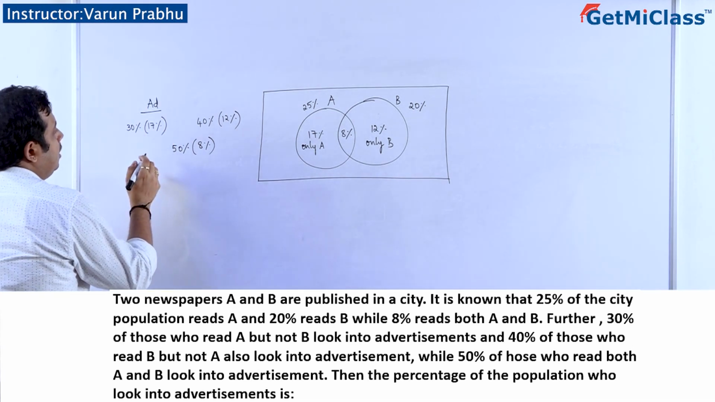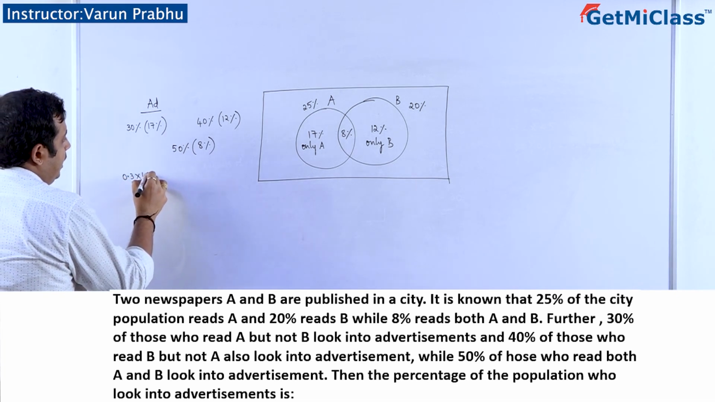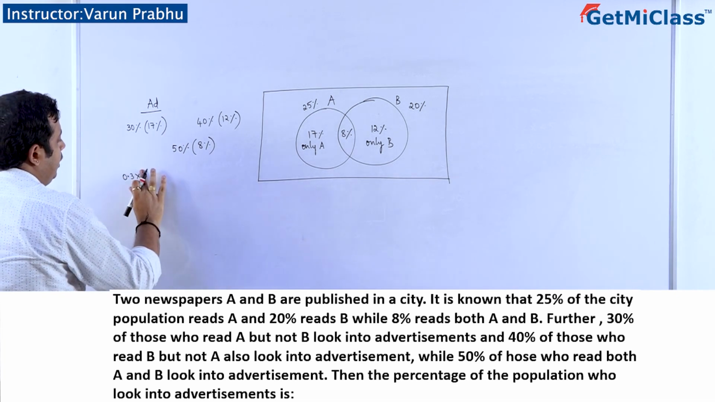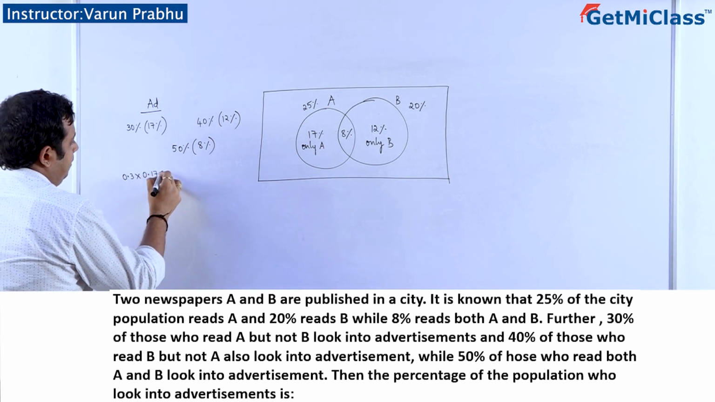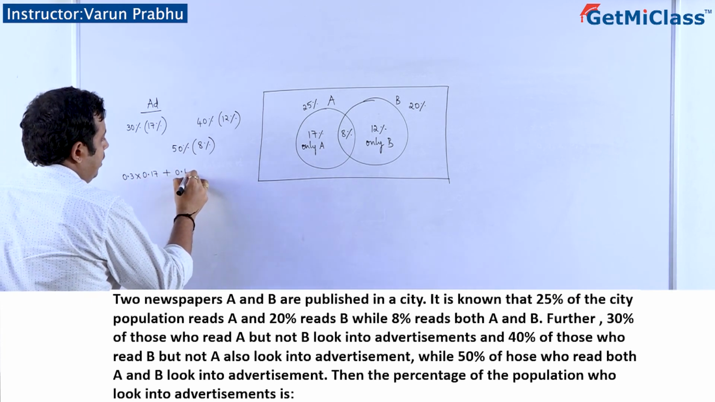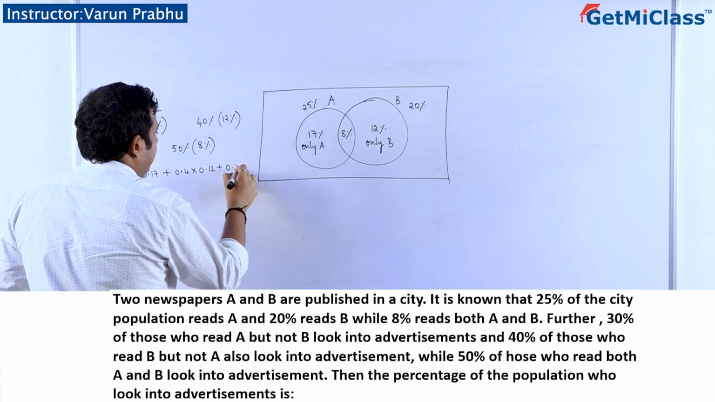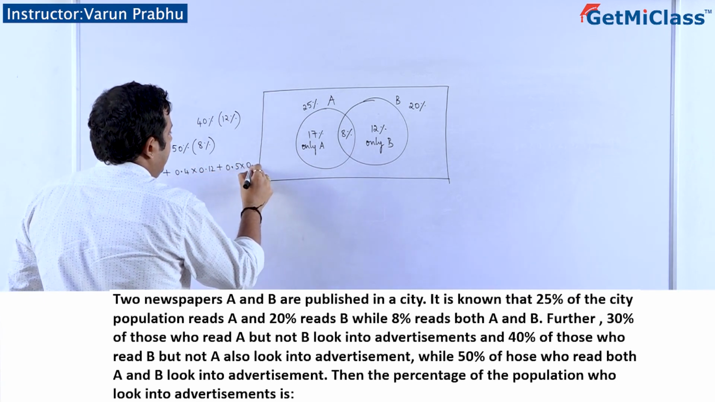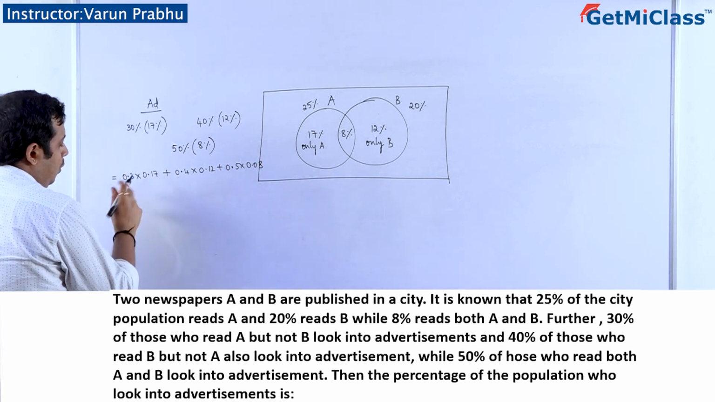What to do? 30% is nothing but 0.3 into 0.17. Correct or not? 17 by 100 is 0.17. So it is 0.3 into 0.17 plus 0.4 into 0.12 plus 0.5 into 0.08. This is the required answer.